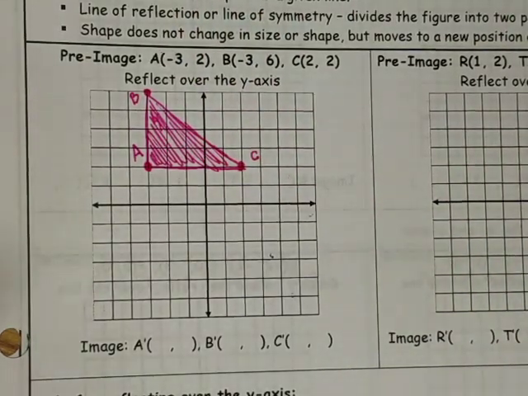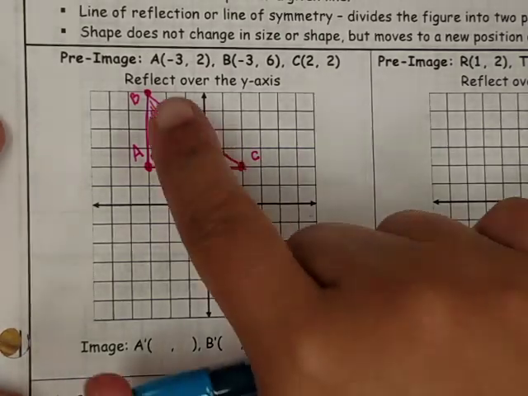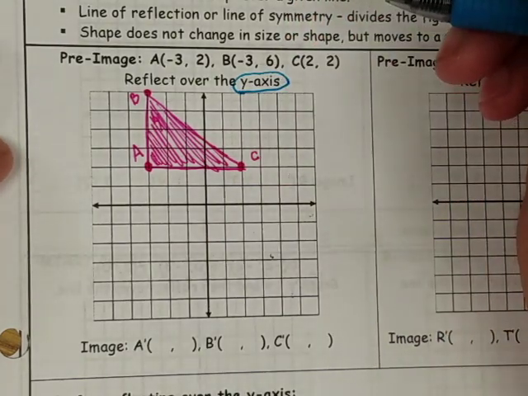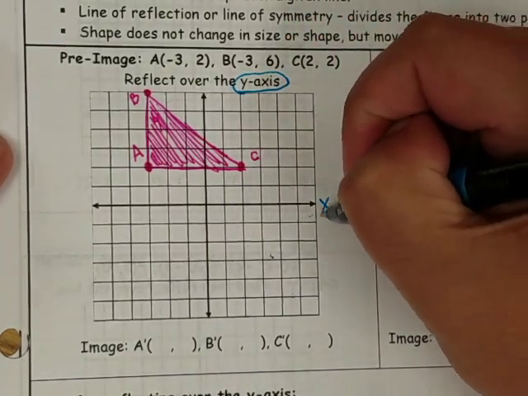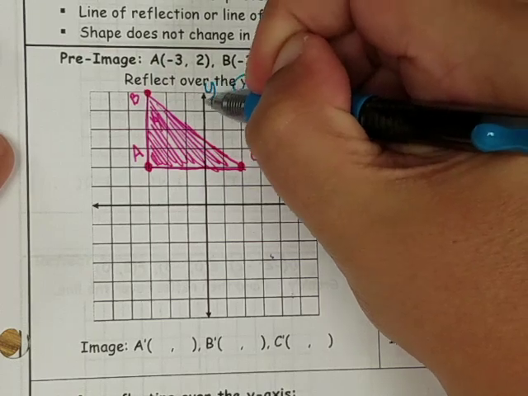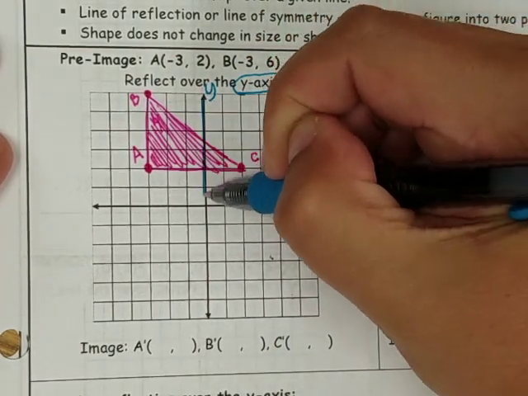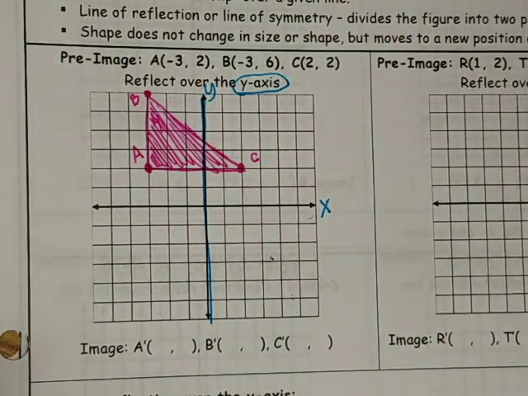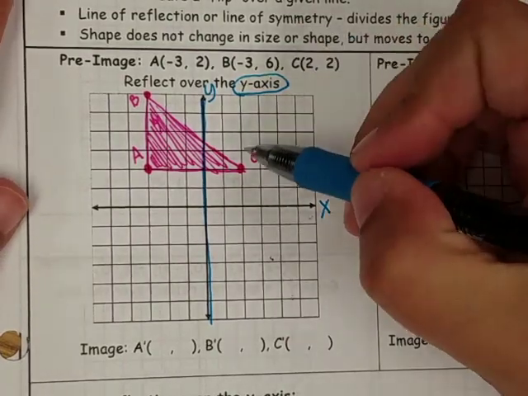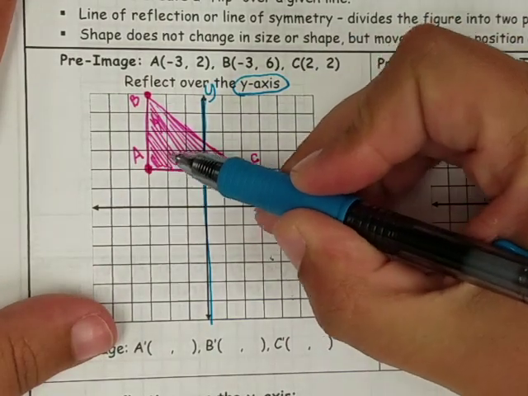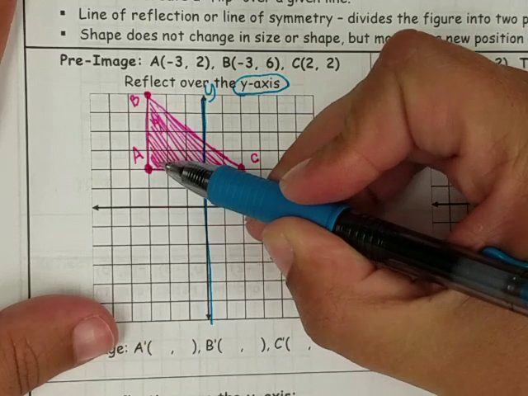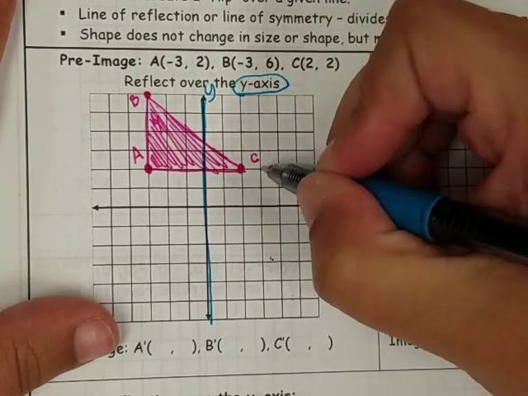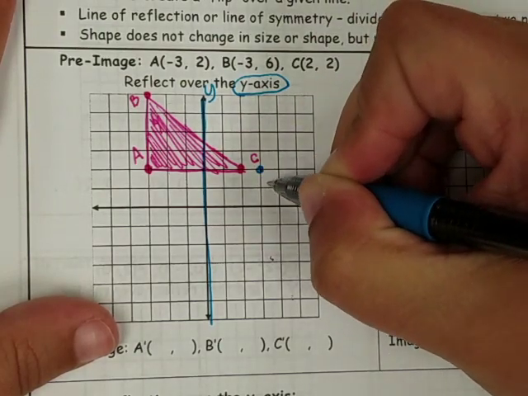All right, now we want to reflect, so flip it over the y-axis. So we need to identify the y-axis. This is my x-axis. This is my y-axis. So this will be my line of reflection. Easiest way to do it is to count how many spaces away you are from the line of reflection. 1, 2, 3. So then the other way would be 1, 2, 3. So my A prime is going to be in this location right here.